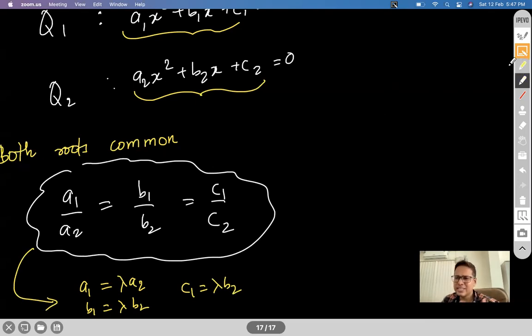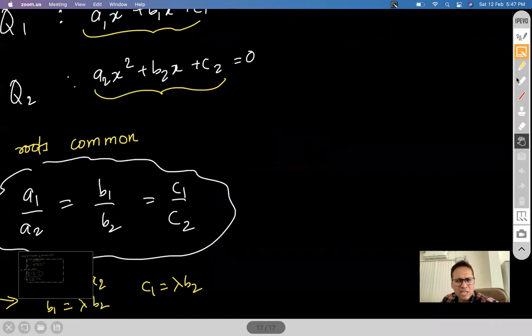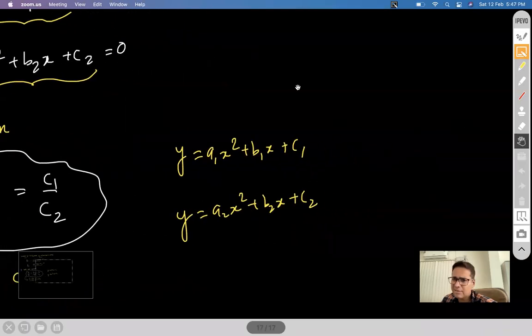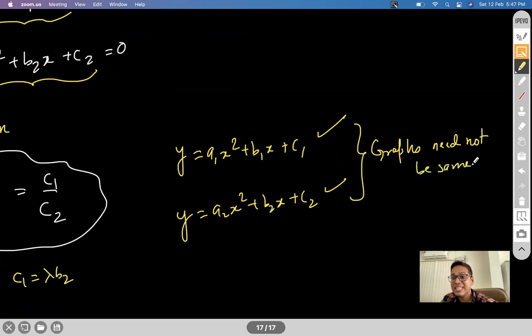Okay. So there was one student last year, I asked him this question, that if these two equations have same roots common, does it mean that if I draw a graph like this for both, let's say, quadratic polynomials, will I get the same graph? Will they have the same graph? Means this parabola and this parabola will be exactly the same? Yes, not necessarily. So the graphs need not be same. But yes, what is same is the points where they will be cutting the x-axis.